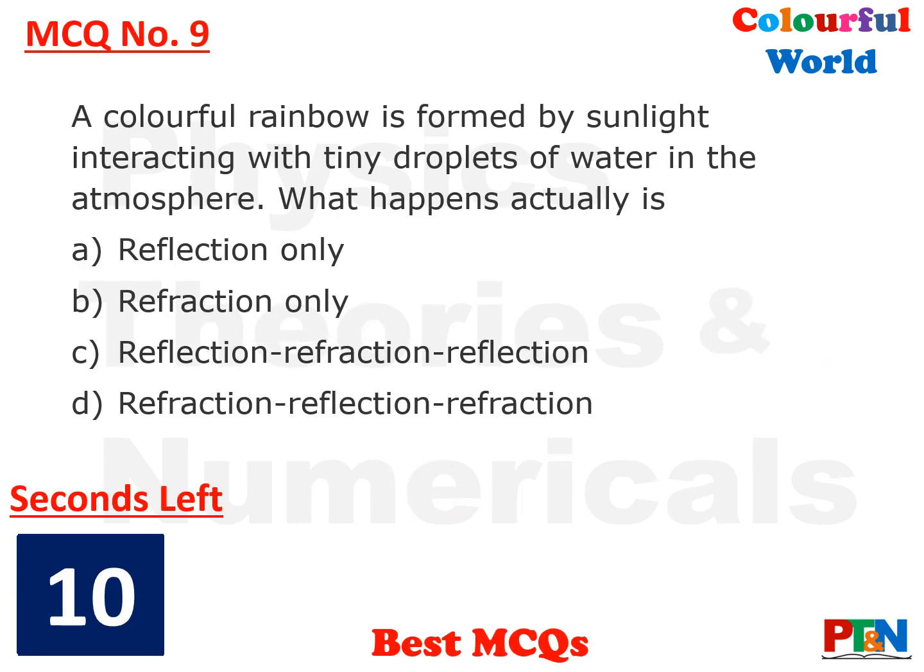Next MCQ. A colorful rainbow is formed by sunlight interacting with the tiny droplets of water in the atmosphere. What is that exact kind of interaction that happens? Only reflection? Only refraction? Or a sequence of events like reflection, refraction, then reflection, or refraction, reflection, then refraction? Which events actually take place when a rainbow is formed? 10 seconds time for you. Your time starts now.